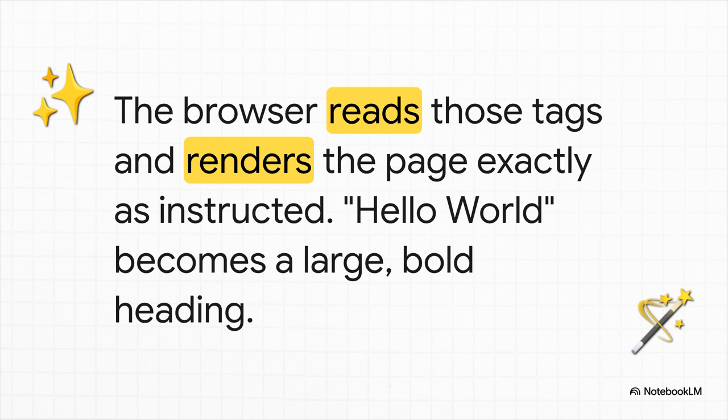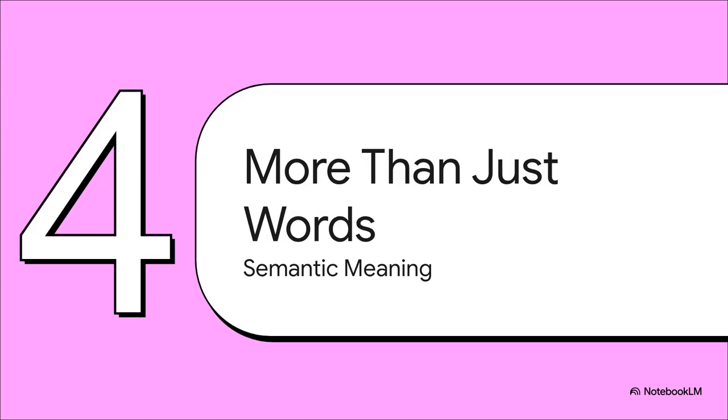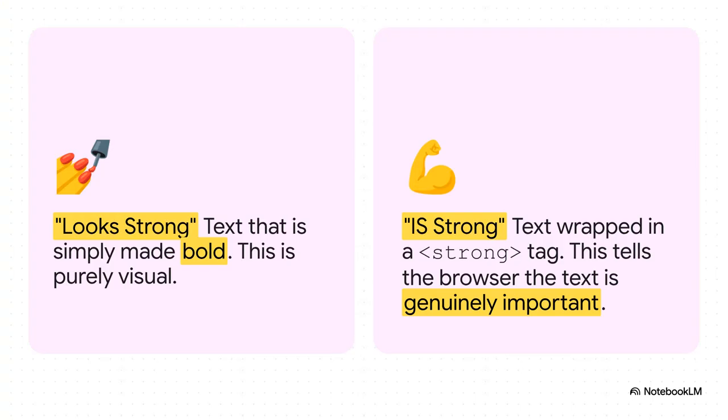And that right there is the fundamental cycle of web development. You write the code, you save the file, and you look at the result in your browser. It's that simple. But here's something that's super, super important to get. HTML isn't just about making things look a certain way, it's about giving them meaning. And there's a word for this, semantics. It's a huge concept.